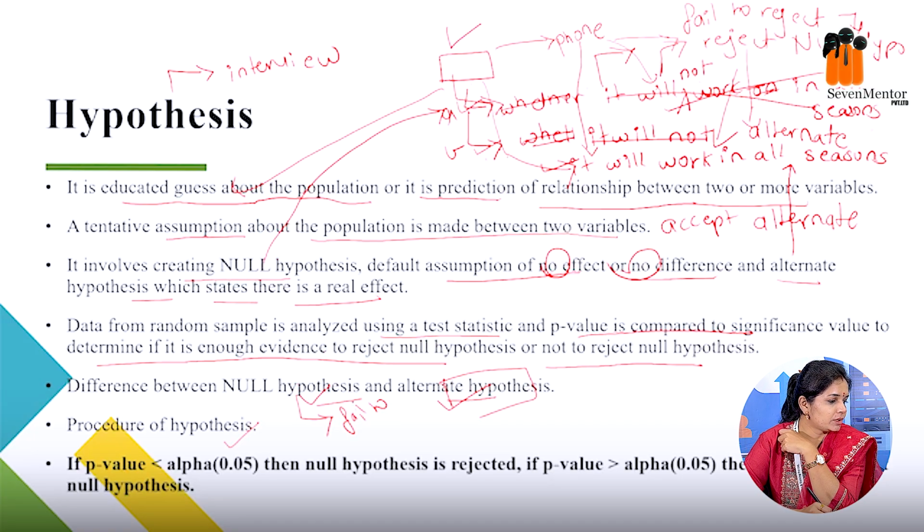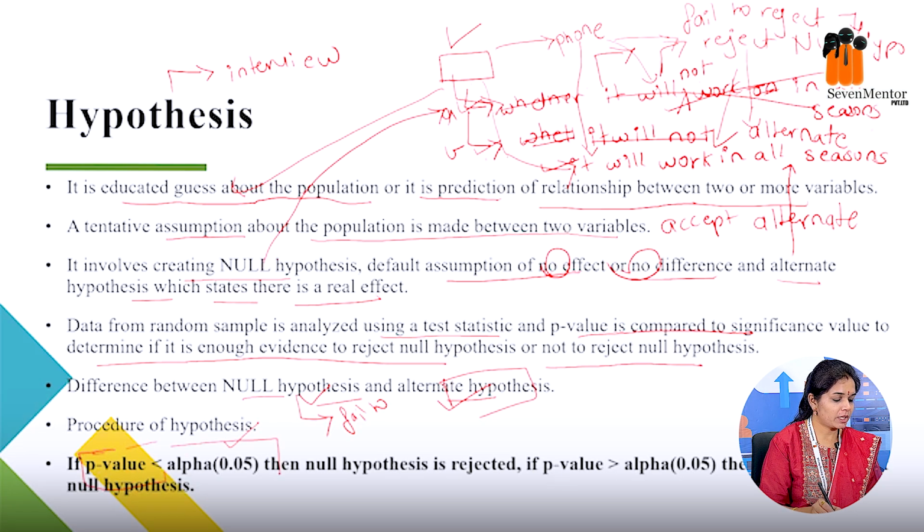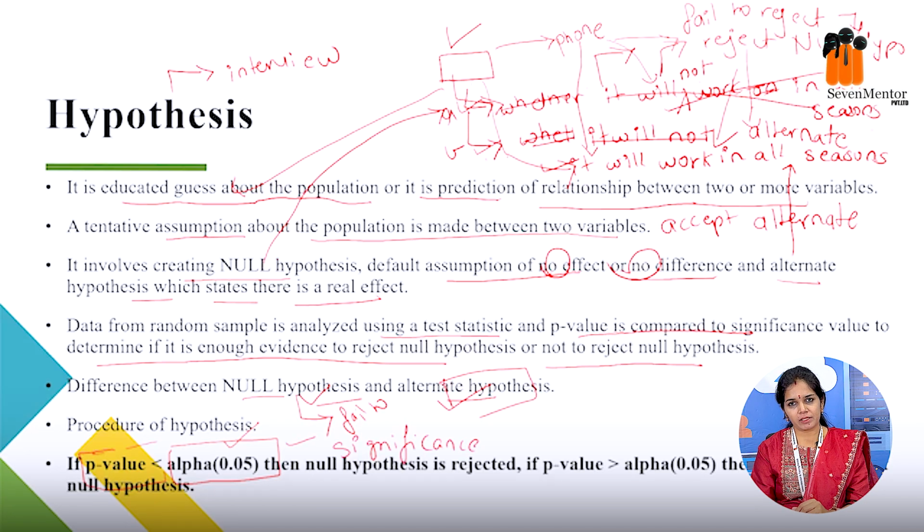Okay, in hypothesis testing, how do we decide whether to accept or reject the null hypothesis? The P-value is found, and it is compared with alpha. The alpha value is mostly 0.05. This is the significance value, so that we can decide whether to accept or reject the null hypothesis.